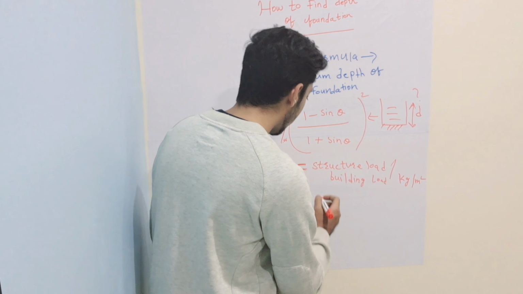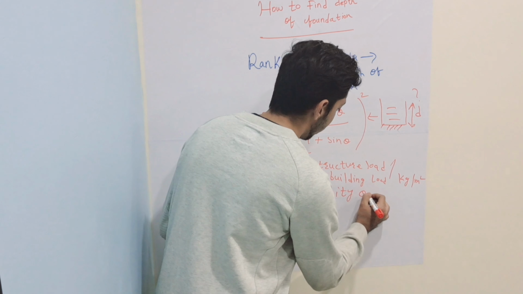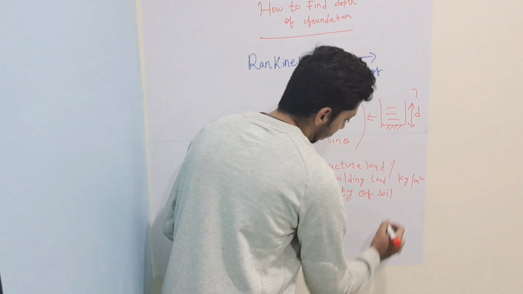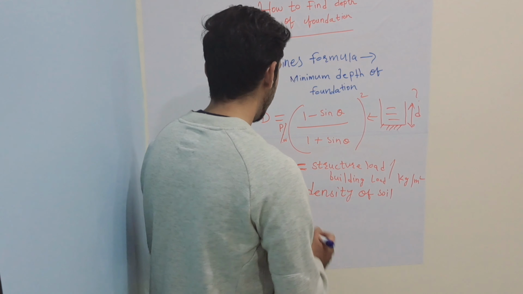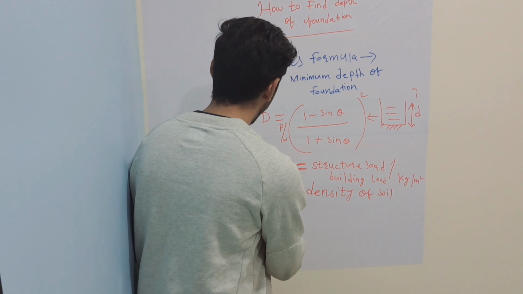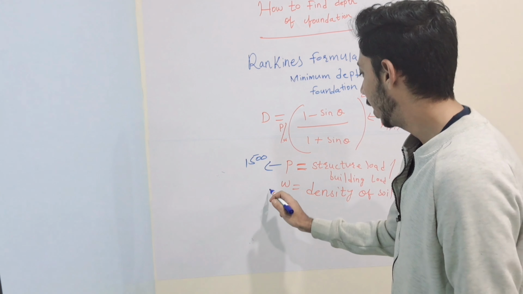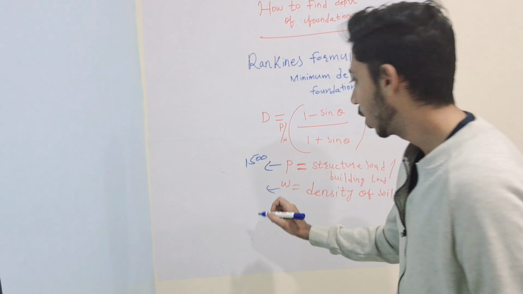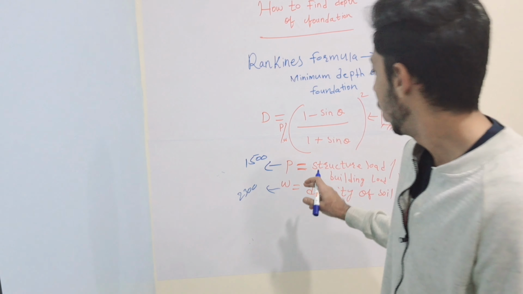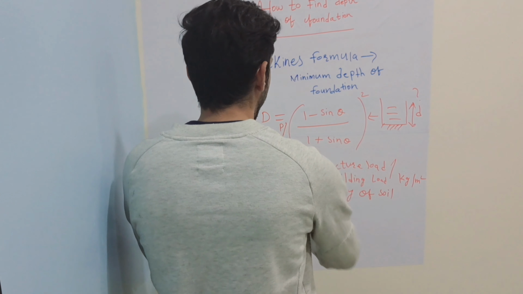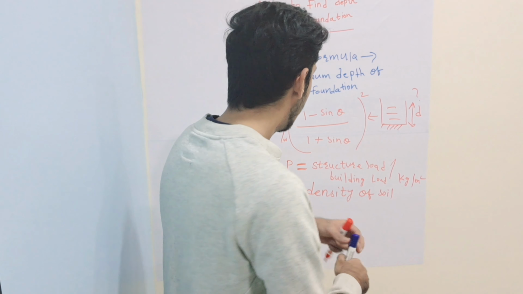Next, W is your density of soil. I will consider P as, suppose, 1500, and W I will take as 2300. So structure load 1500, density of soil 2300. I am considering these for example.